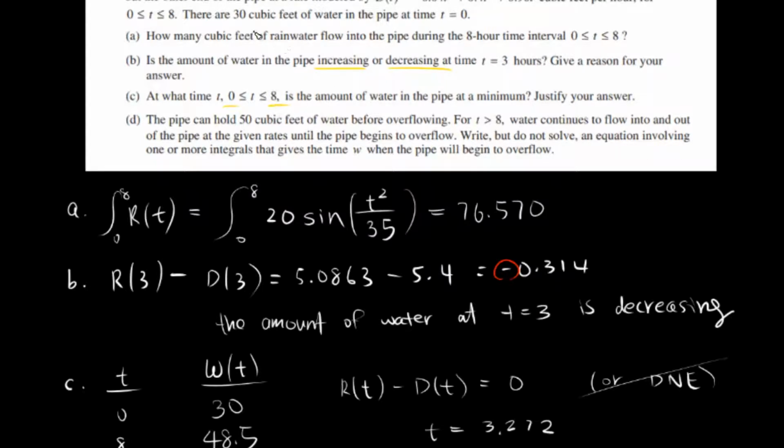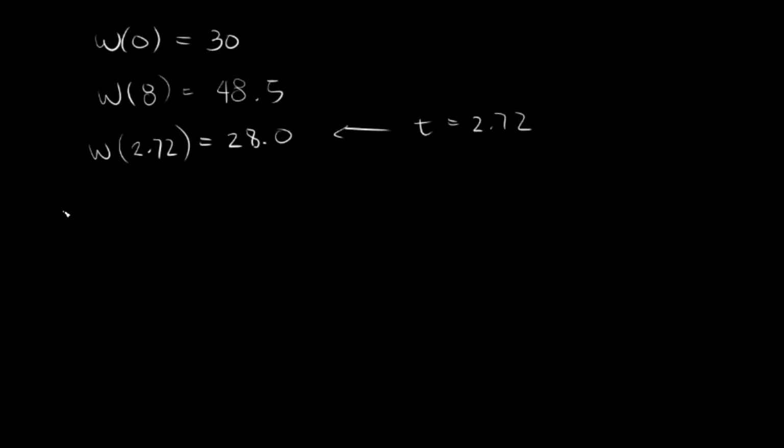And we also know that we begin with 30 cubic feet of water. So for part D, we can write 30 plus some integral should be equal to 50. That's when the pipe will begin to overflow. We had already established from previous parts of the problem that the net change in the amount of water gained or lost can be modeled by the integral from 0 to any time of r of t, the rate at which water was gained, minus d of t, the rate at which water is being lost, dt.